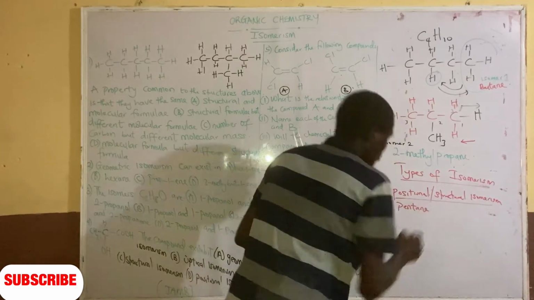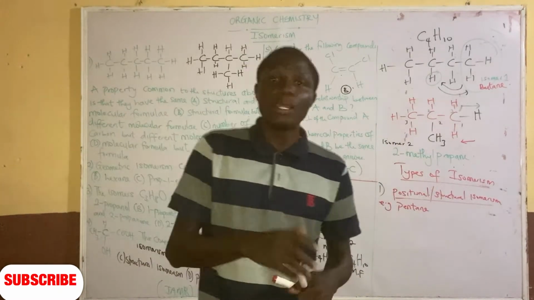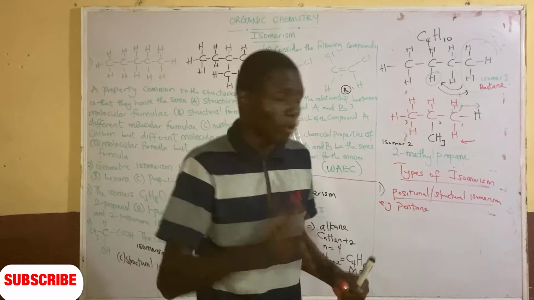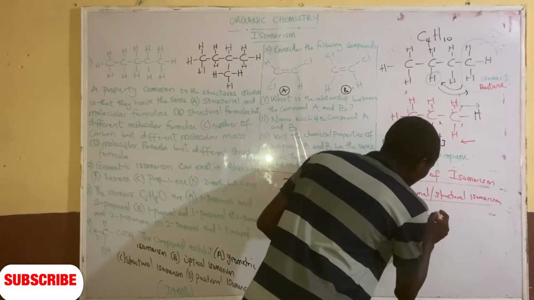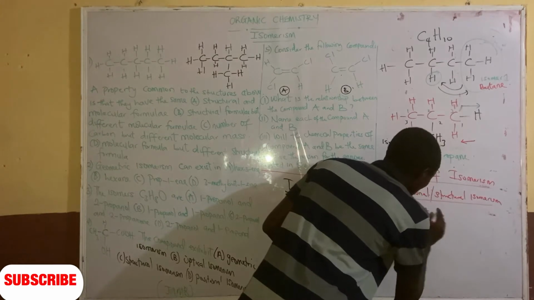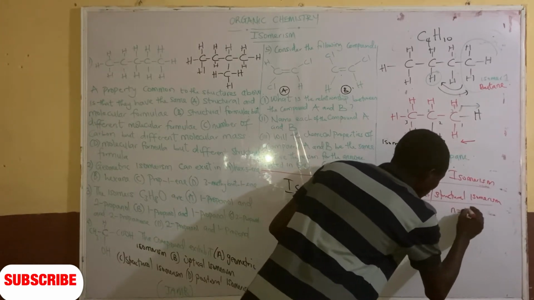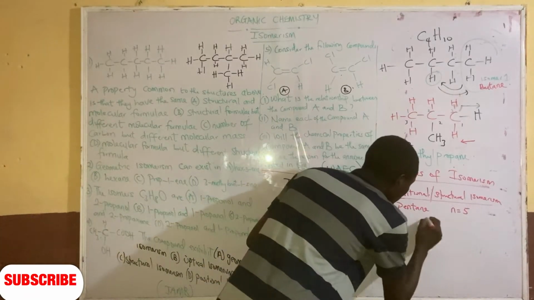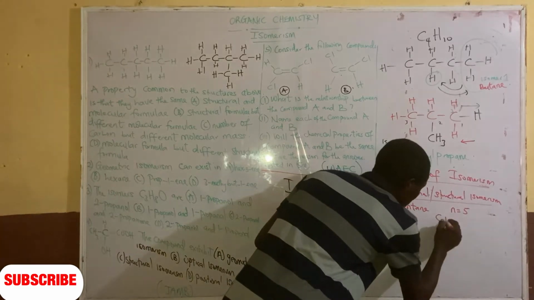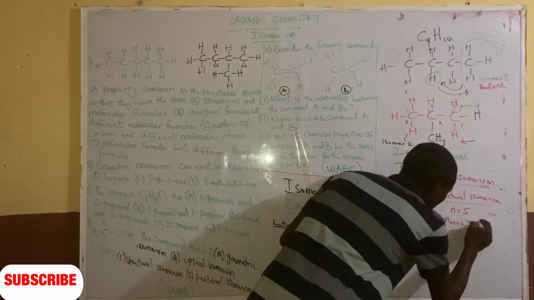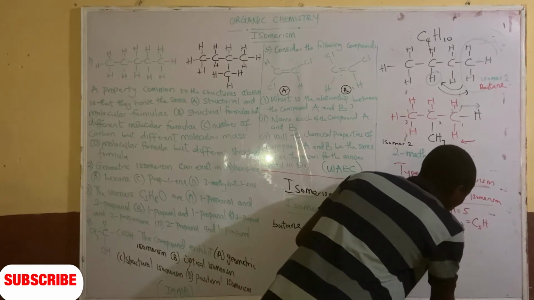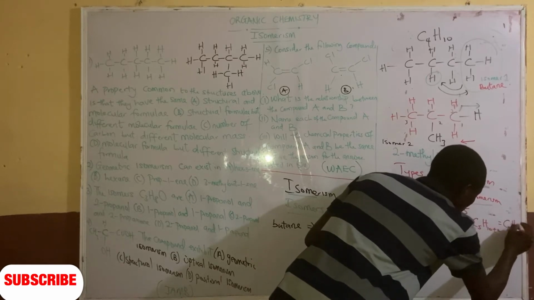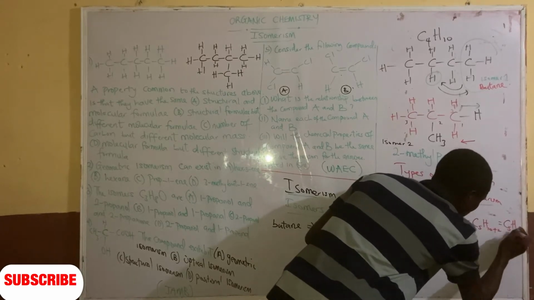pentane is another compound that belongs to the alkane group, and because it is pent, it's going to have 5 carbons. Pent is 5. So the n here, knowing that pent is 5, is n equal to 5. And the general formula of the alkane group is CnH2n+2. So this one will be C5, 2 times n is 10, plus 2, which is C5H12.